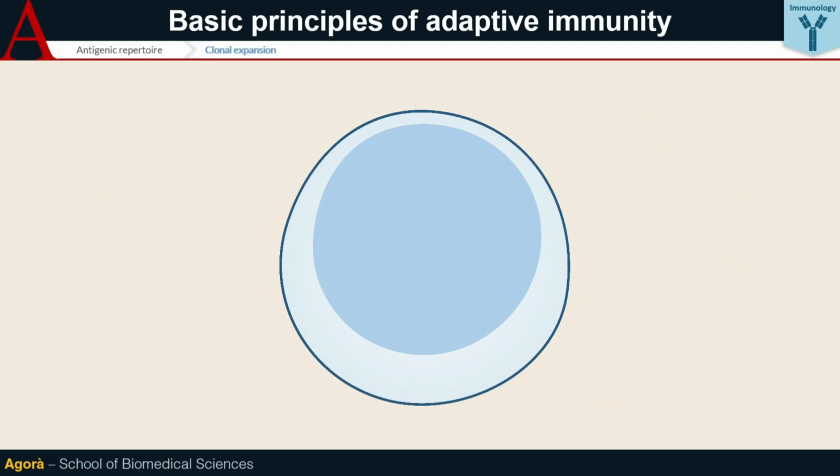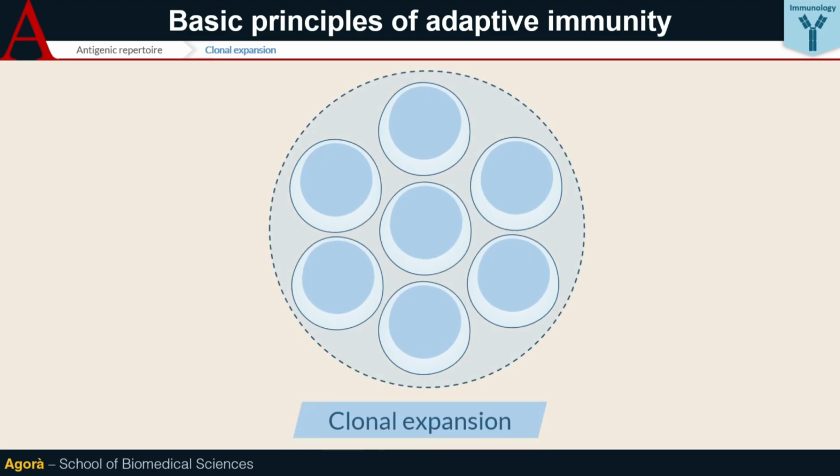On the contrary, when mature naive lymphocytes are put back into the system, they recognize their peptide. They can proliferate and form many lymphocytes with the same specificity as the original lymphocyte. This is called clonal expansion or selection.